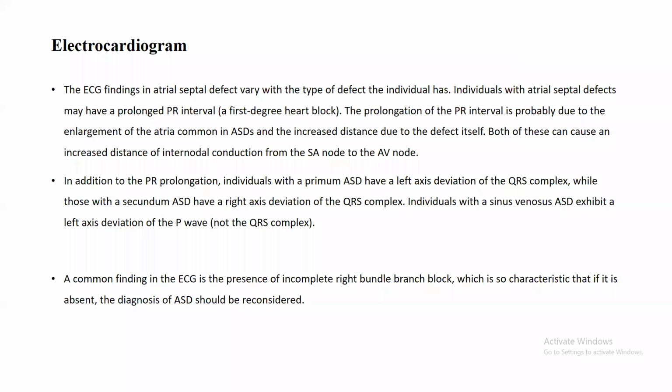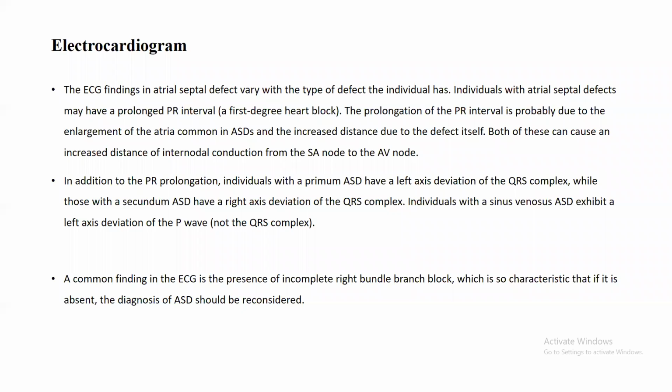Electrocardiogram: the ECG findings in atrial septal defect vary with the type of defect the individual has. Individuals with atrial septal defects may have a prolonged PR interval, first degree heart block. The prolongation of the PR interval is probably due to the enlargement of the atria common in ASDs and the increased distance due to the defect itself. Both of these can cause an increased distance of internodal conduction from the SA node to the AV node.